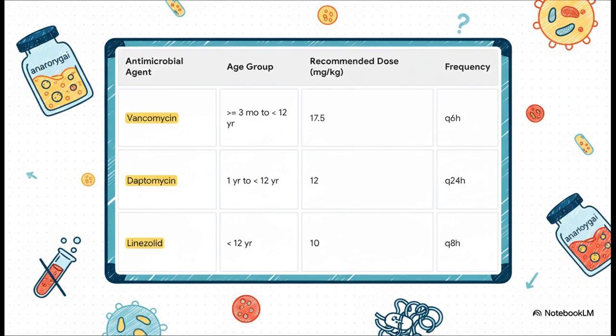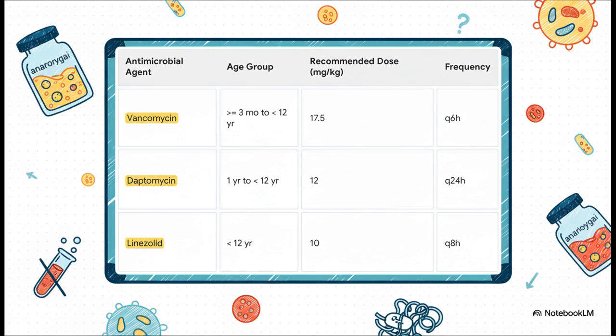Treating kids always requires special consideration. Kids are not just little adults. Their bodies clear drugs much, much faster. That means they need higher, weight-based doses given more often, as you can see in this table for key antibiotics like vancomycin and linezolid. And doing therapeutic drug monitoring for vancomycin is especially critical in kids to make sure you're getting the levels right.